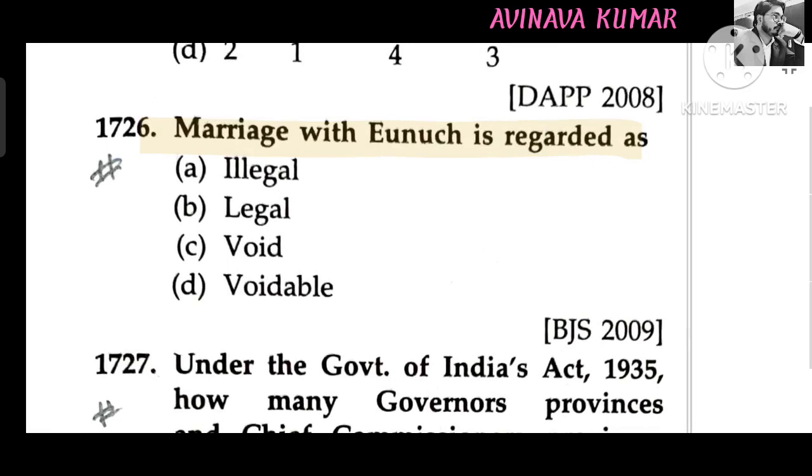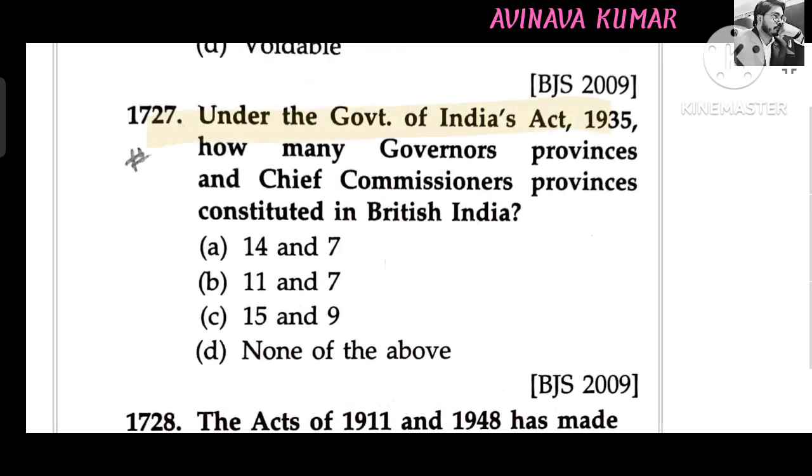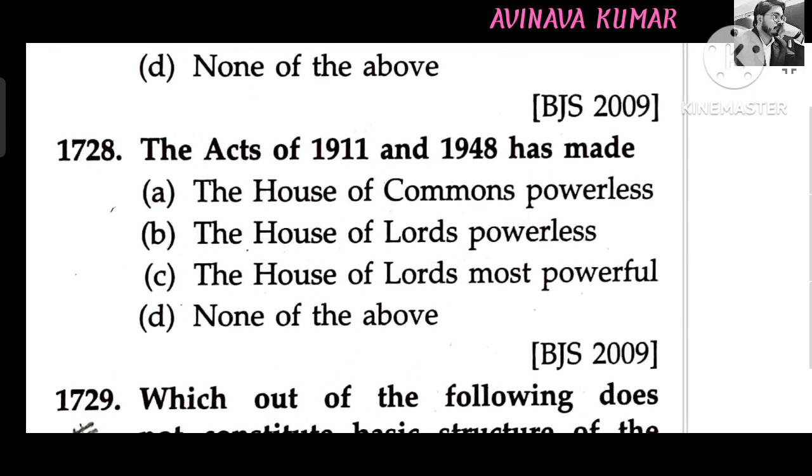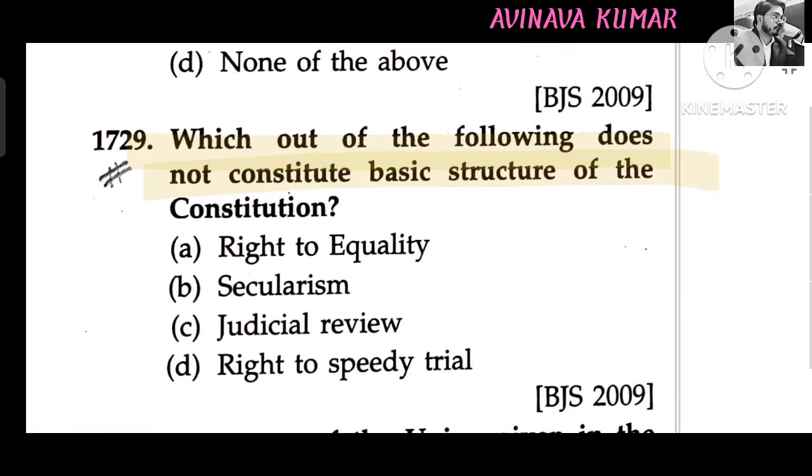Marriage with an uncle is regarded as void. Under the Government of India Act 1935, how many governor's provinces and chief commissioner's provinces were constituted in British India? 11 and 7. The Acts of 1911 and 1949 made the House of Lords powerless. Which one of the following does not constitute the basic structure of the Constitution?